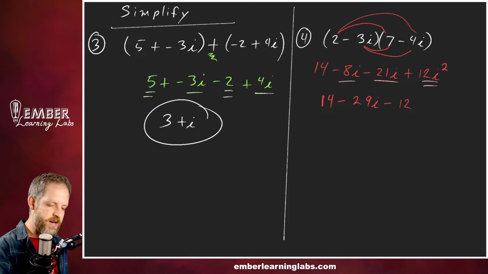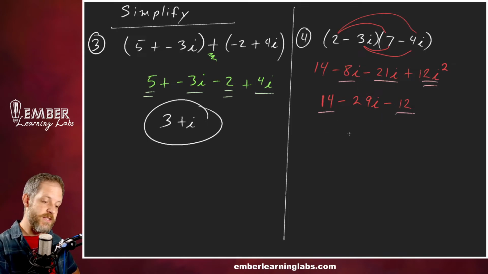See how that worked? Pretty simple, pretty straightforward. We've got like terms again. We've got 14 and negative 12. We're going to go ahead and combine those. 14 plus negative 12 is 2. And then we bring down the minus 29i.